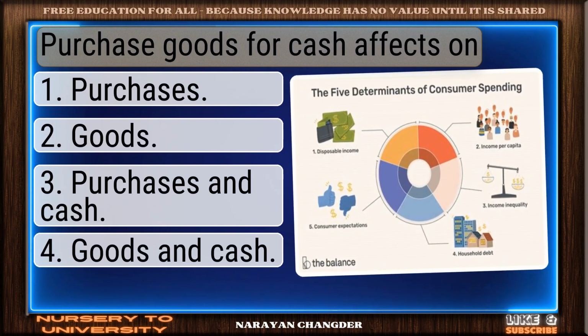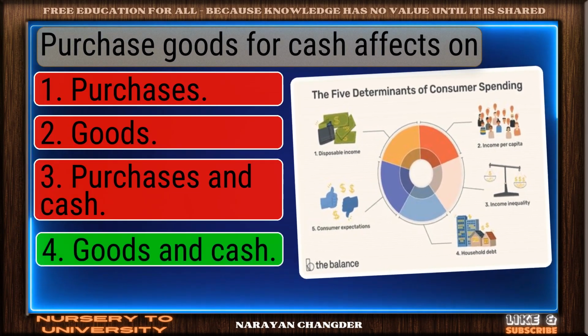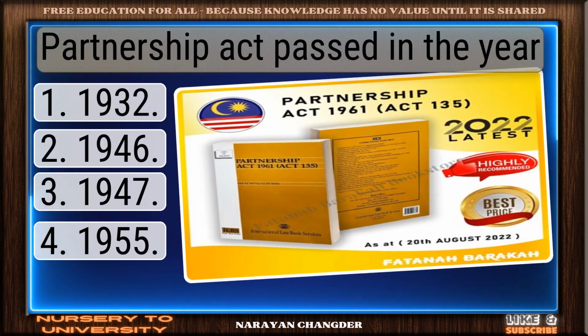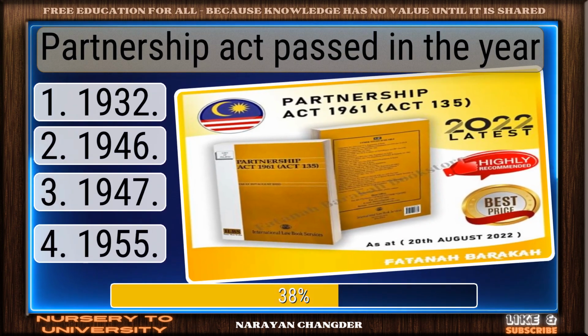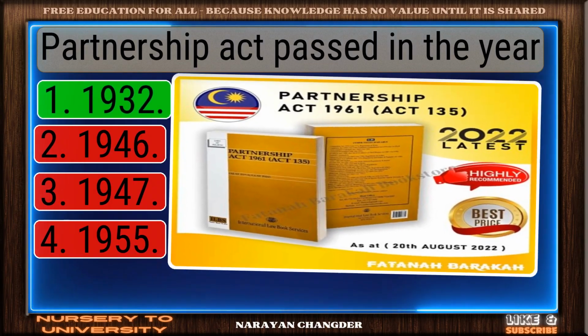Purchase of goods for cash effects on. Nicely done. Goods and cash is a solid answer. Partnership Act passed in the year? Bravo. 1932 is the answer.